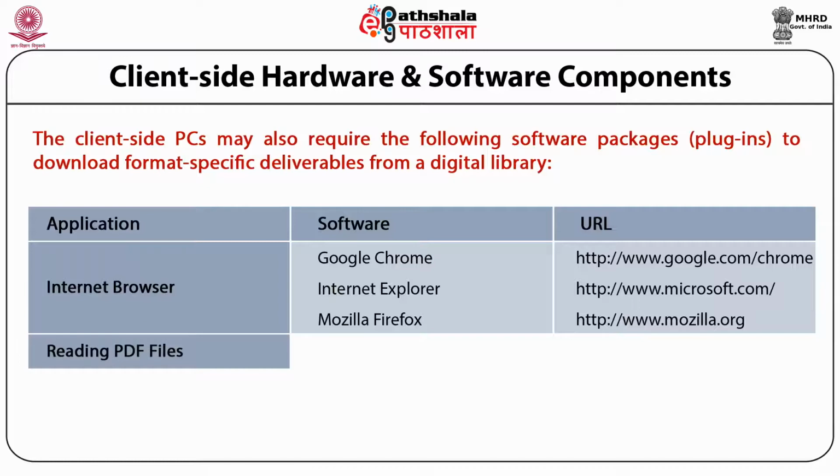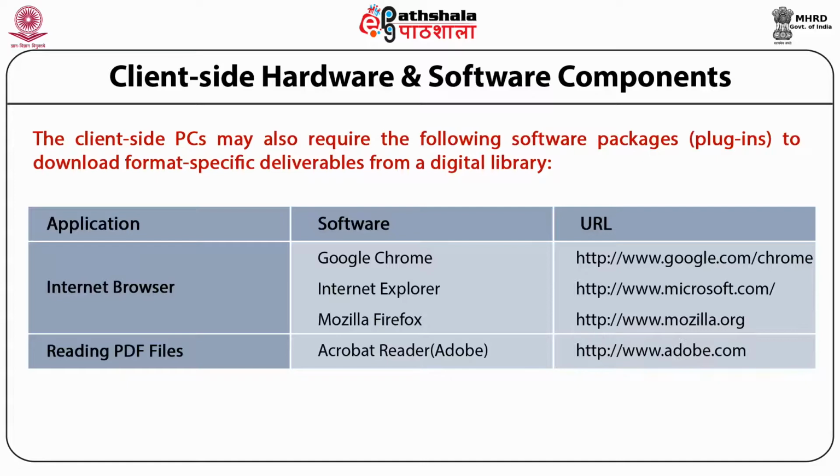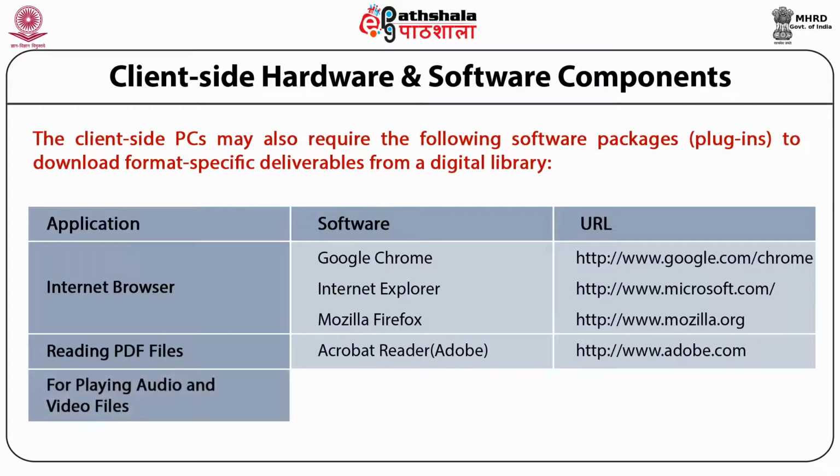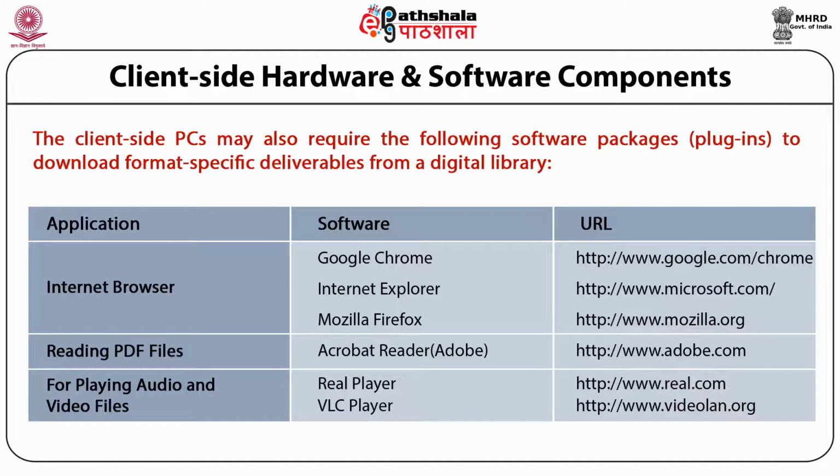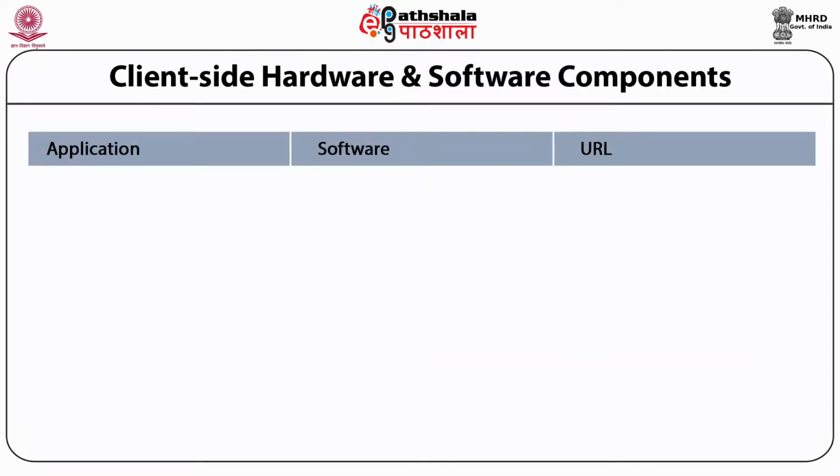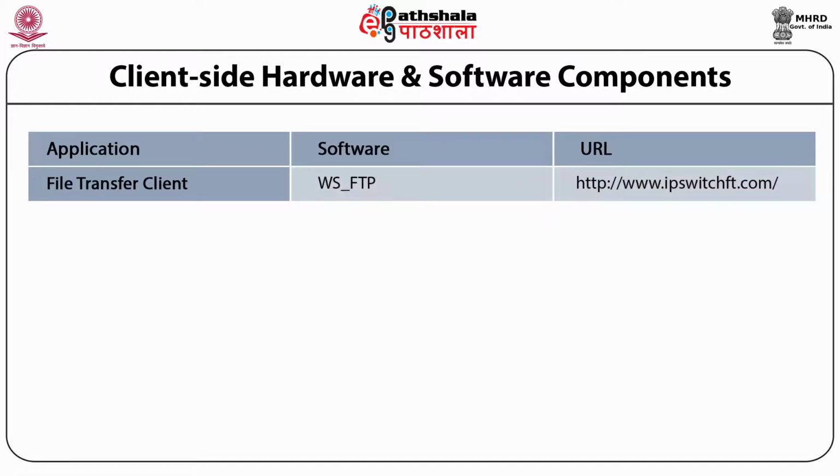For PDF files, the most popular is Adobe Acrobat Reader that can be downloaded from the Adobe site. For playing audio and video files, one can always download the Real Player or VLC player or any other player which is compatible with your file format. You may also need WSFTP, which is a popular FTP client. However, nowadays most of the browsers also support an FTP interface.